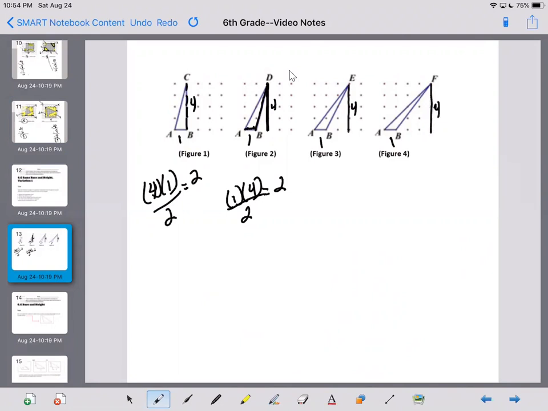So the base and the height is not changing on any of these triangles. It's just that slant. In figure 1, AC has a different slant than AD and AE and AF, but the area of all 4 figures is still the same. It would be 2 square units.